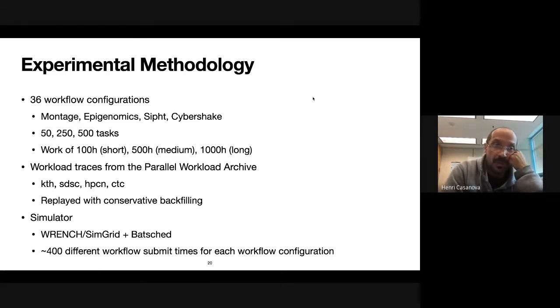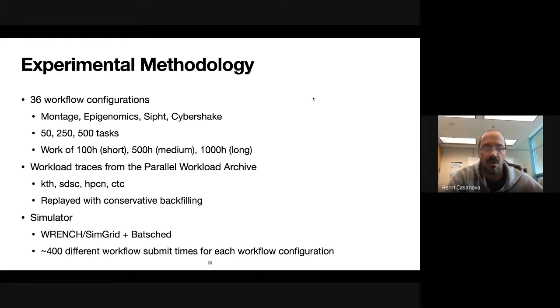So we did some experimental evaluation of this algorithm for 36 workflow configurations from real-world applications listed here. And you're probably very familiar with those if you've done anything with workflows. Different scales in terms of number of tasks, 50, 250, and 500. And then an amount of sequential work of 100 hours, 500, to 1,000, which is actually really low. I'll come back to that. And we call those short, medium, and long, even though long is really not that long at all.